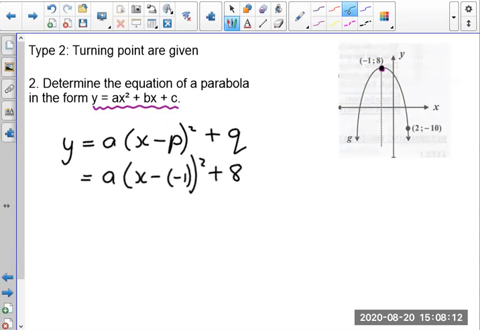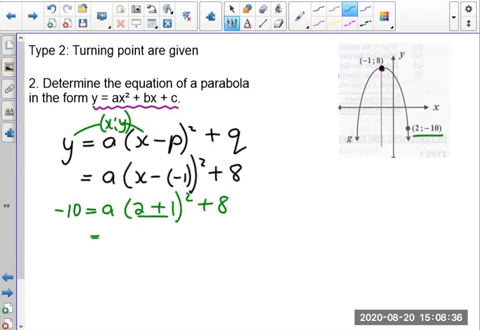But what did we say yesterday? What does this x and y stand for? Any point on the graph. And there I have another point, 2 and minus 10. So I'm going to substitute the x with a 2 and the y with negative 10.